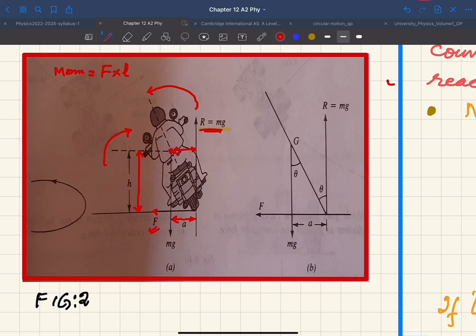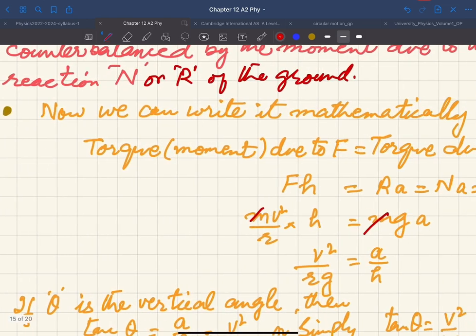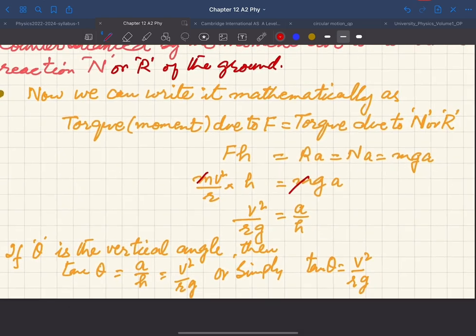And this anti-clockwise torque or moment will balance the clockwise moment, which was due to the frictional force, then you can easily take a turn. Yani you will not fall. Here we have a sort of mathematics of this whole discussion.